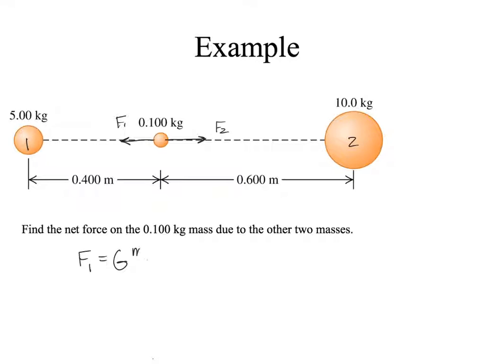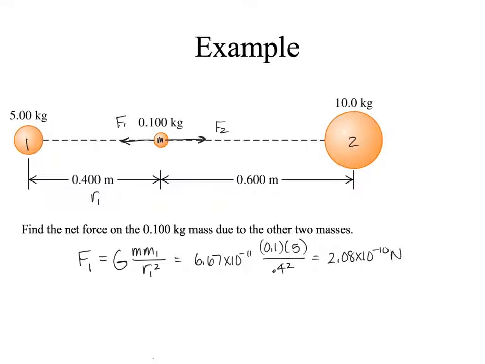So we have F1 equals G m m1 over r1 squared, because we'll call this r1. And so this turns out to be 6.67 times 10 to the minus 11, that's the gravitational constant. The mass in the middle is 0.1 kilograms, the mass to the left is 5, and the distance is 0.4, and we have to square that. And so this turns out to be 2.08 times 10 to the minus 10 newtons. Notice how it's a small number.